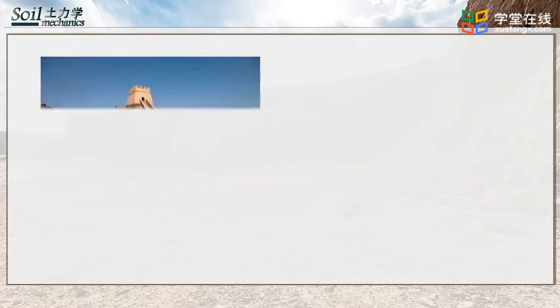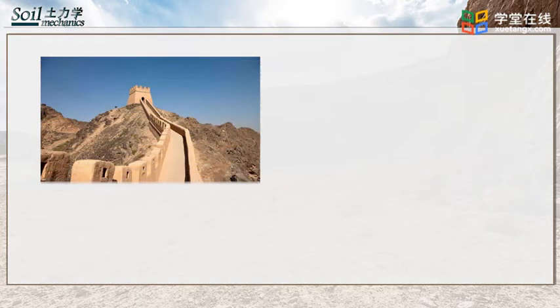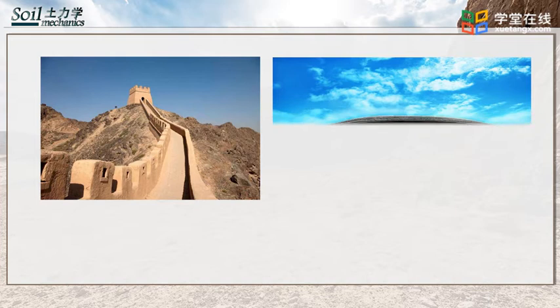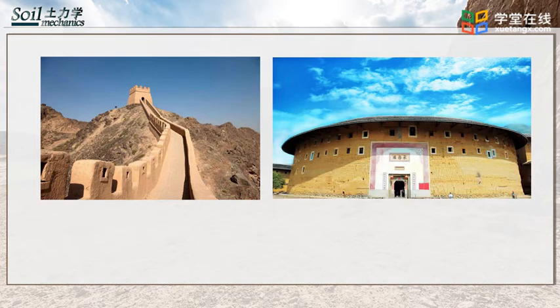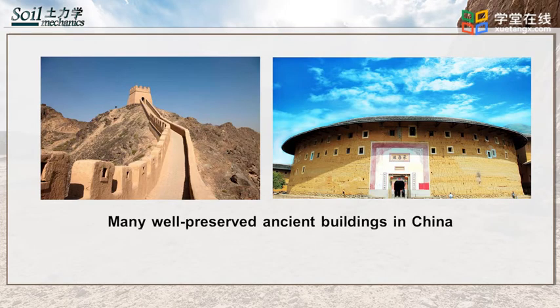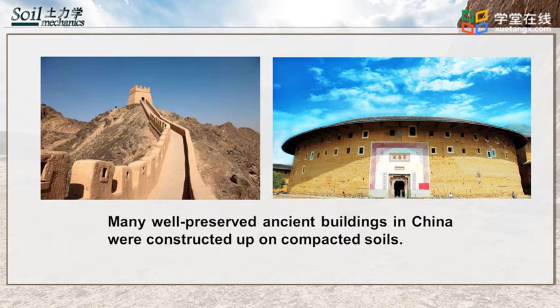Since ancient times, people have already known how to use compacted soil to build dams and foundations for structures. For example, about 2,000 years ago, Chinese people already mastered the technique of soil compaction that was used in construction of the Great Wall. Many well-preserved ancient buildings in China were constructed upon compacted soils.